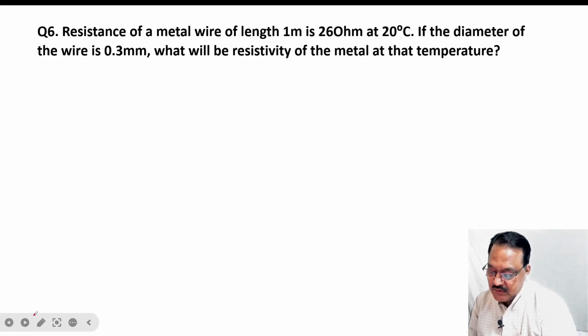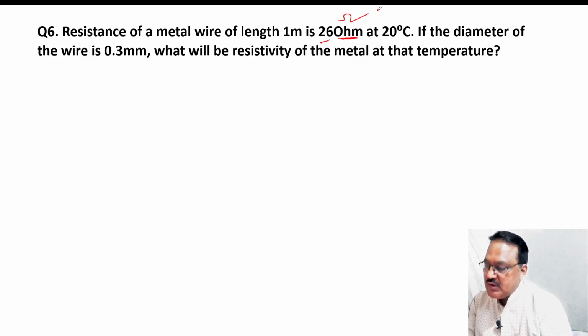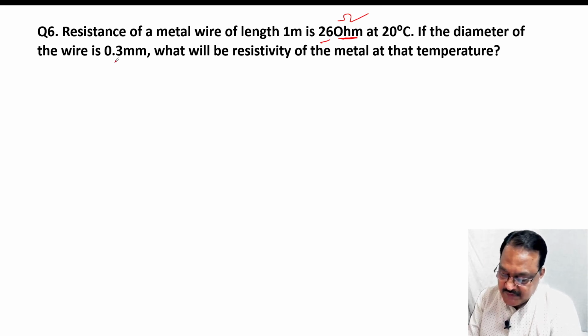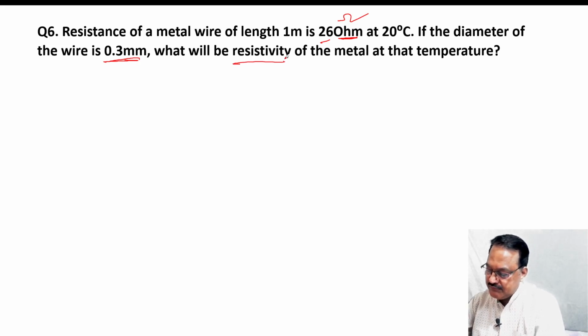Resistance of a metal wire of length 1 meter is 26 ohm at 20 degree Celsius. If the diameter of the wire is 0.3 mm, what will be the resistivity of the metal at that temperature? Okay, here resistivity is to be found out.